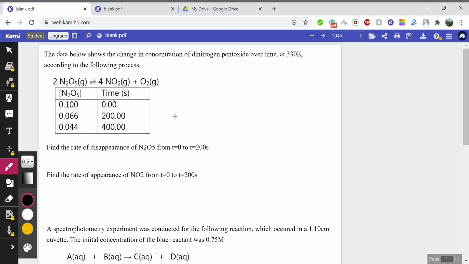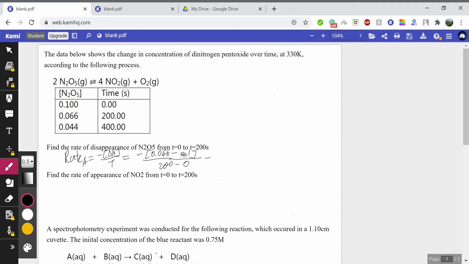Disappearance is when we work with reactants. So we can use the formula, rate of A is equal to negative change in concentration of A divided by time, which will equal, we're looking for T from 0 to 200, so negative change in concentration will be T final, which is 0.066, minus initial, which is 0.1, over time, which is 200 minus 0.